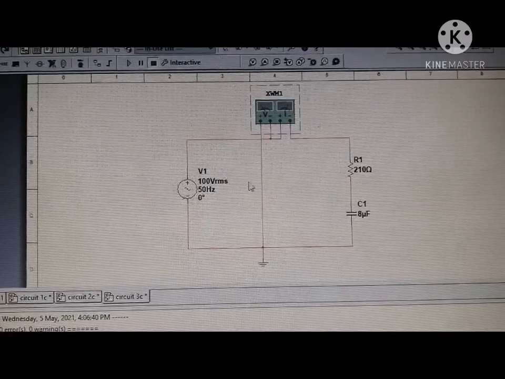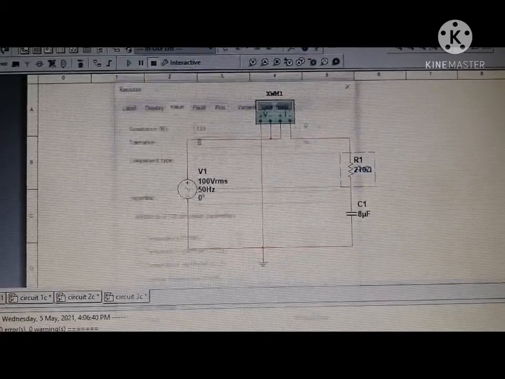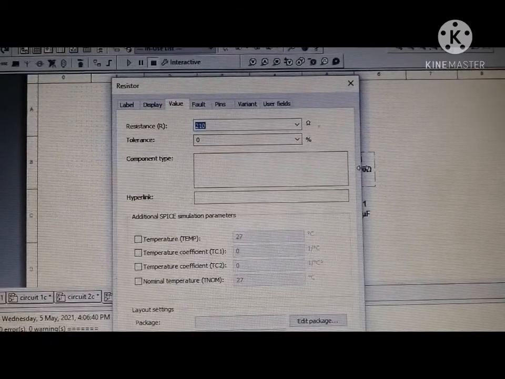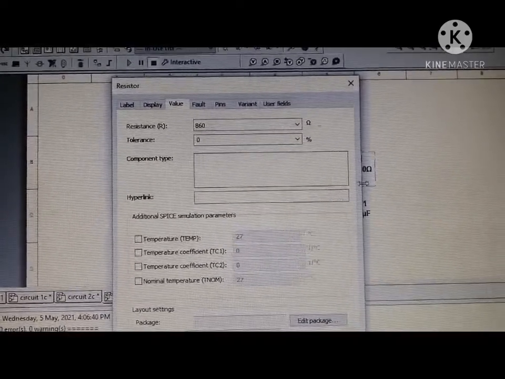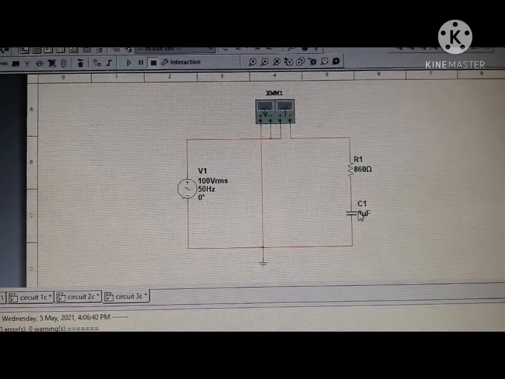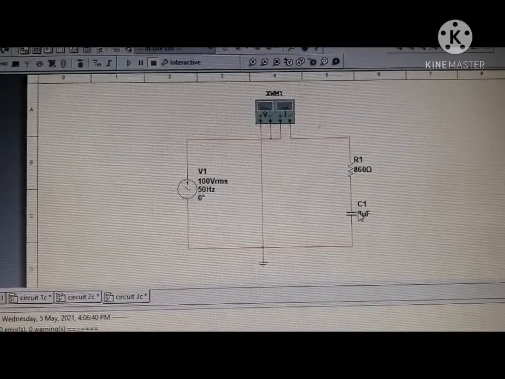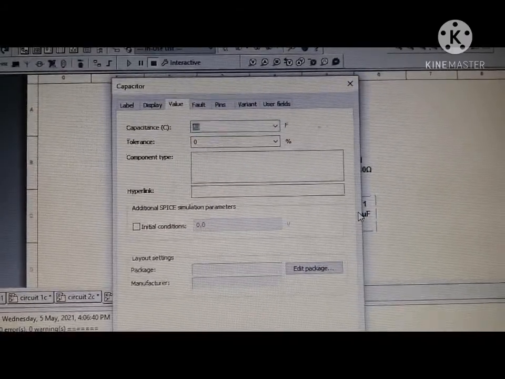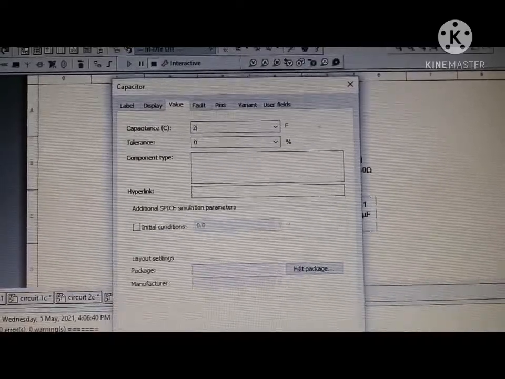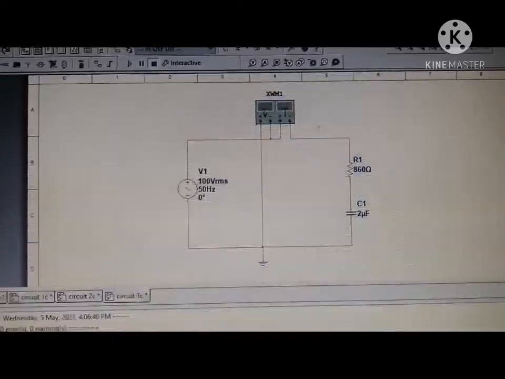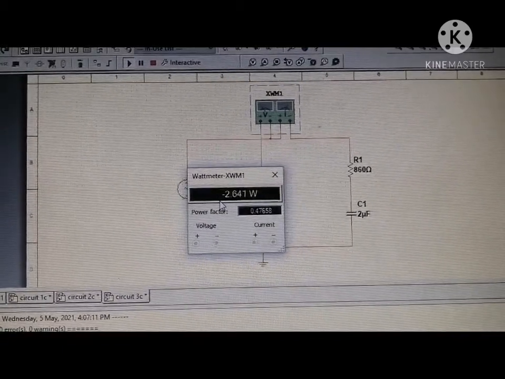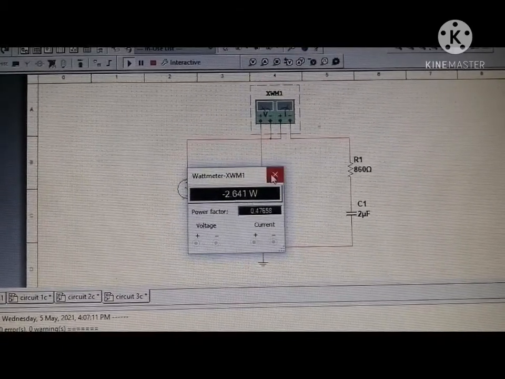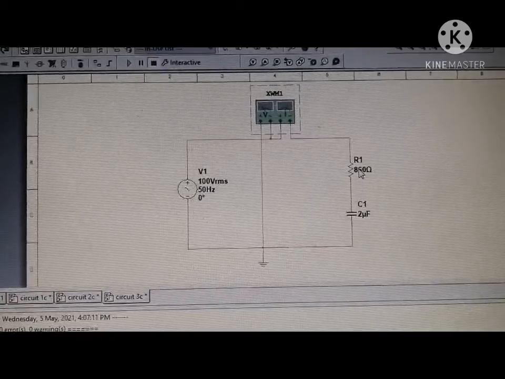Okay, stop the simulation. Alright, so now change the resistor to 890 ohms, and the capacitor to 2 microfarad. Run the simulation, and then you will get the answer, negative 2.641 watt. Alright, so stop the simulation.